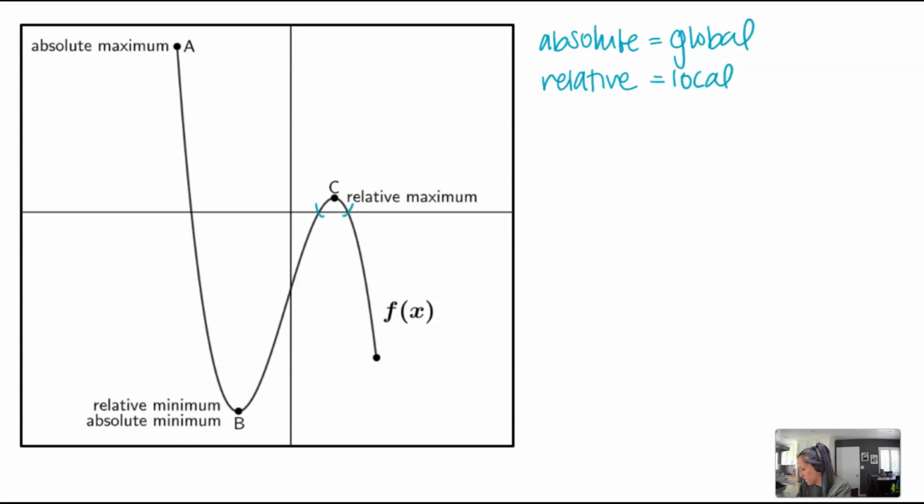So in this little tiny neighborhood, C is greater than everything around it, so it's a local maximum, but the overall largest value that this entire curve takes happens at A. That's our absolute or global maximum.